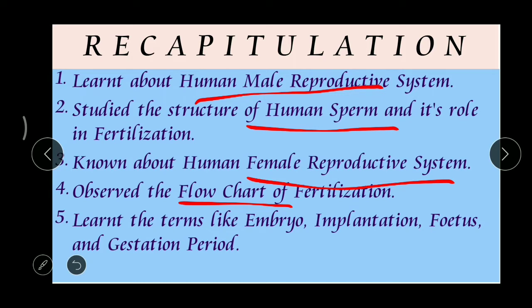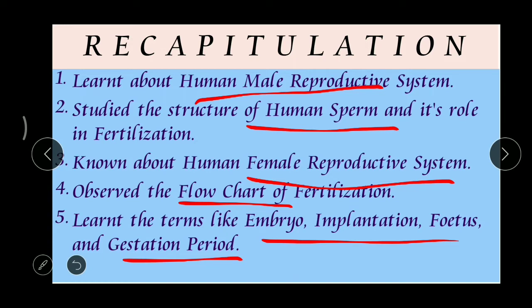And we even learned about different terms like embryo, implantation, fetus, gestation period. Embryo means the structure that is formed by the fusion of a sperm and ovum, or a male gamete with a female gamete, or male reproductive nucleus with a female reproductive nucleus. Implantation means the process of attachment of a zygote or an embryo to the wall of the uterus, which is a very important step in a pregnancy.